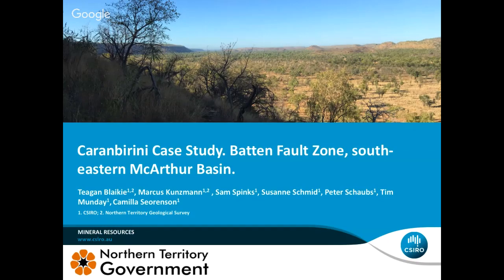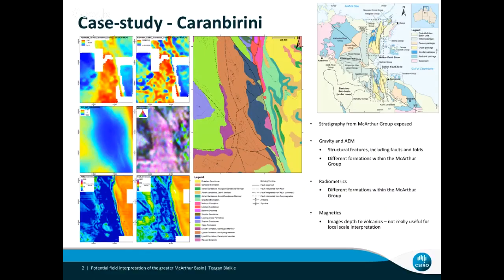So this is a case study I was working on a few months ago at Karambarini within the Batten Fault Zone in the MacArthur Basin. This area is about 10 kilometres north of the MacArthur River mine. As part of the project we're working on, we got some 500 metre spaced ground gravity data acquired over this area, and we had some VTEM data that was collected, I think, in 2009, which some of my colleagues at SARA have reinverted.